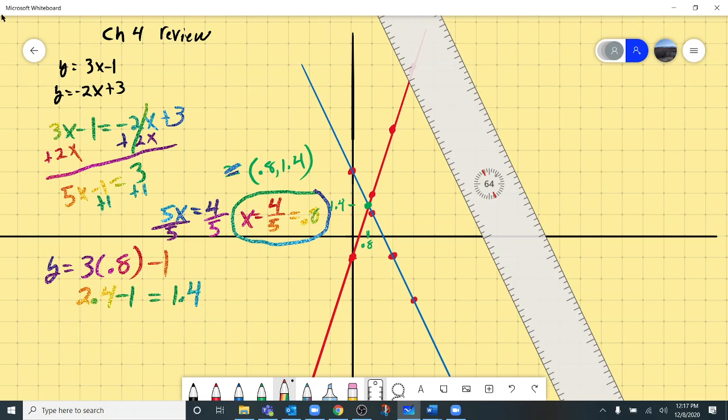Okay, so graphing is one way we can do this, and then we used substitution as well. All right, I think that'll be it for this video.